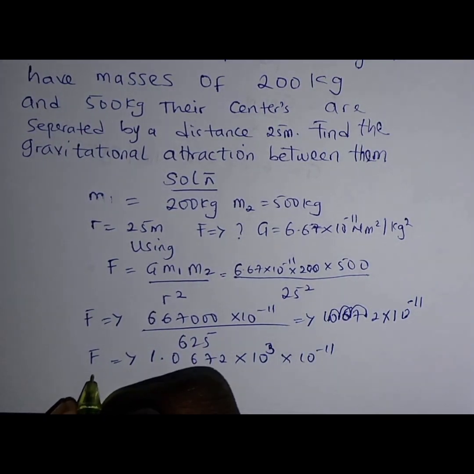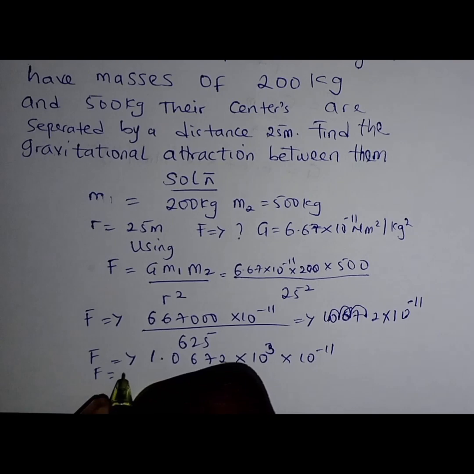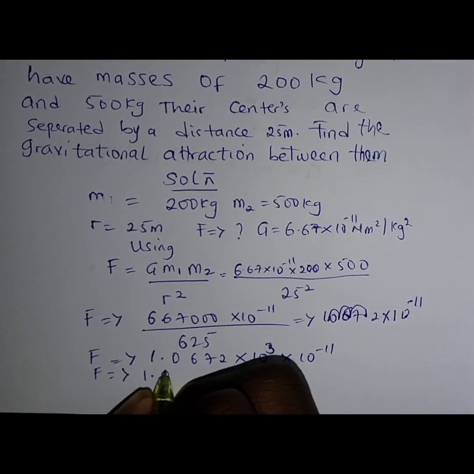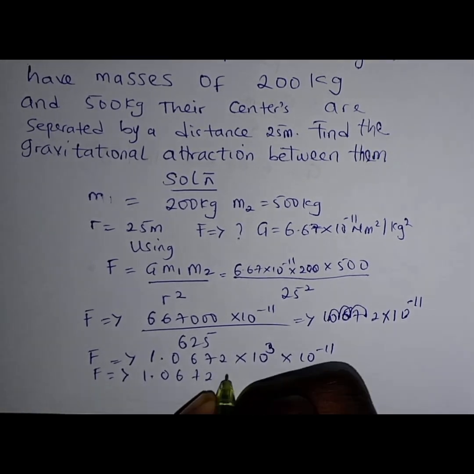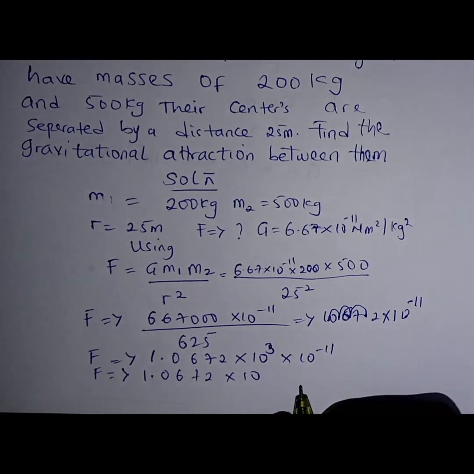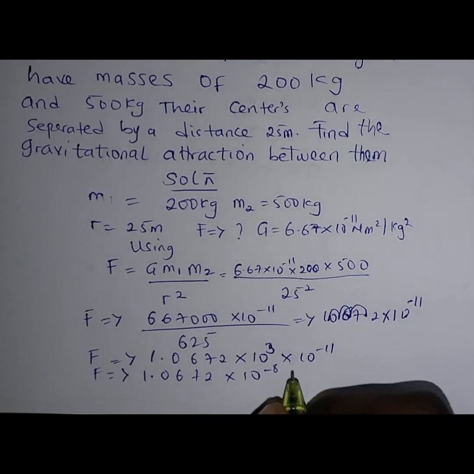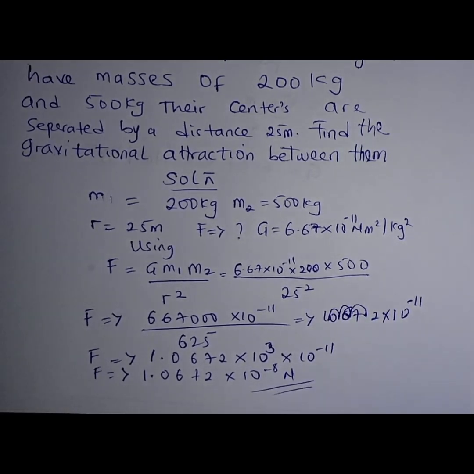So my F equals to 1.0672 times 10. Now add the power. 3 minus 11 is what? Minus 8 Newton. And this is the force of attraction between the two objects of mass 200 kg and 500 kg.